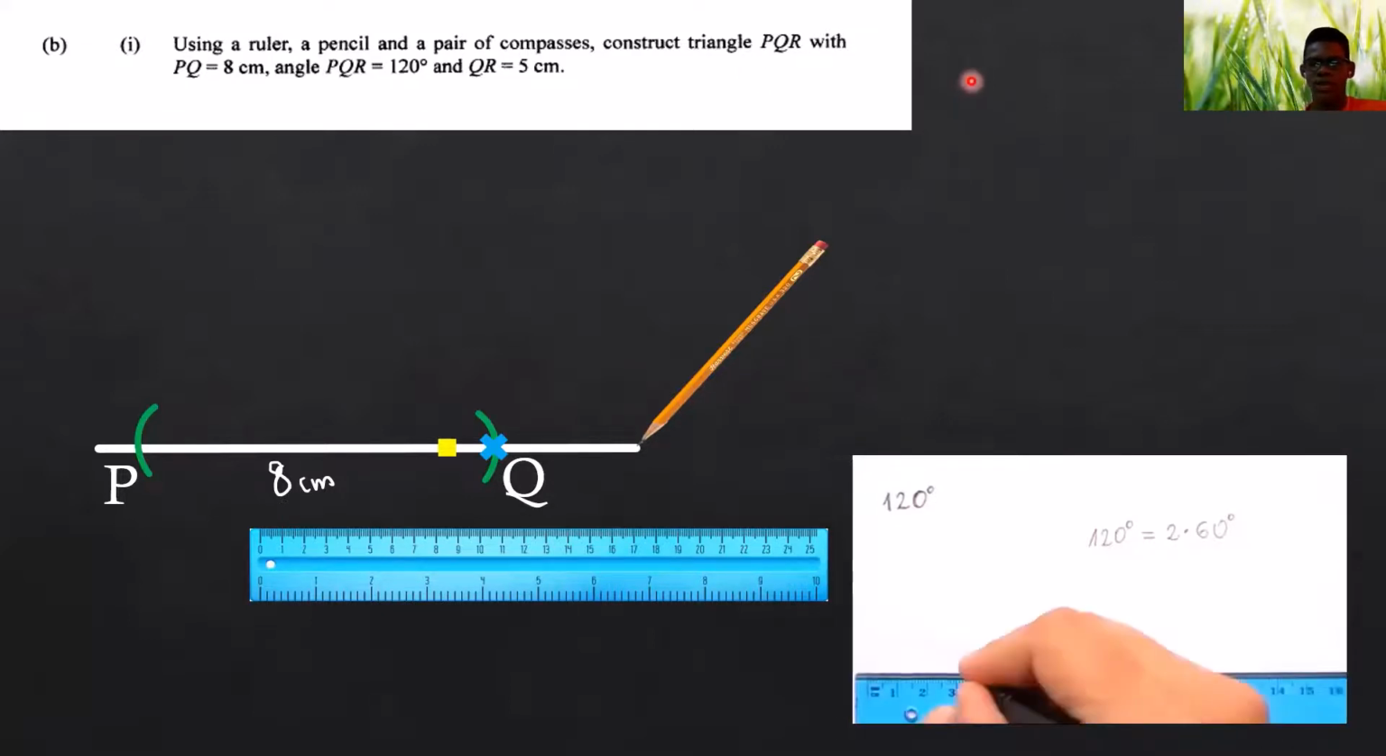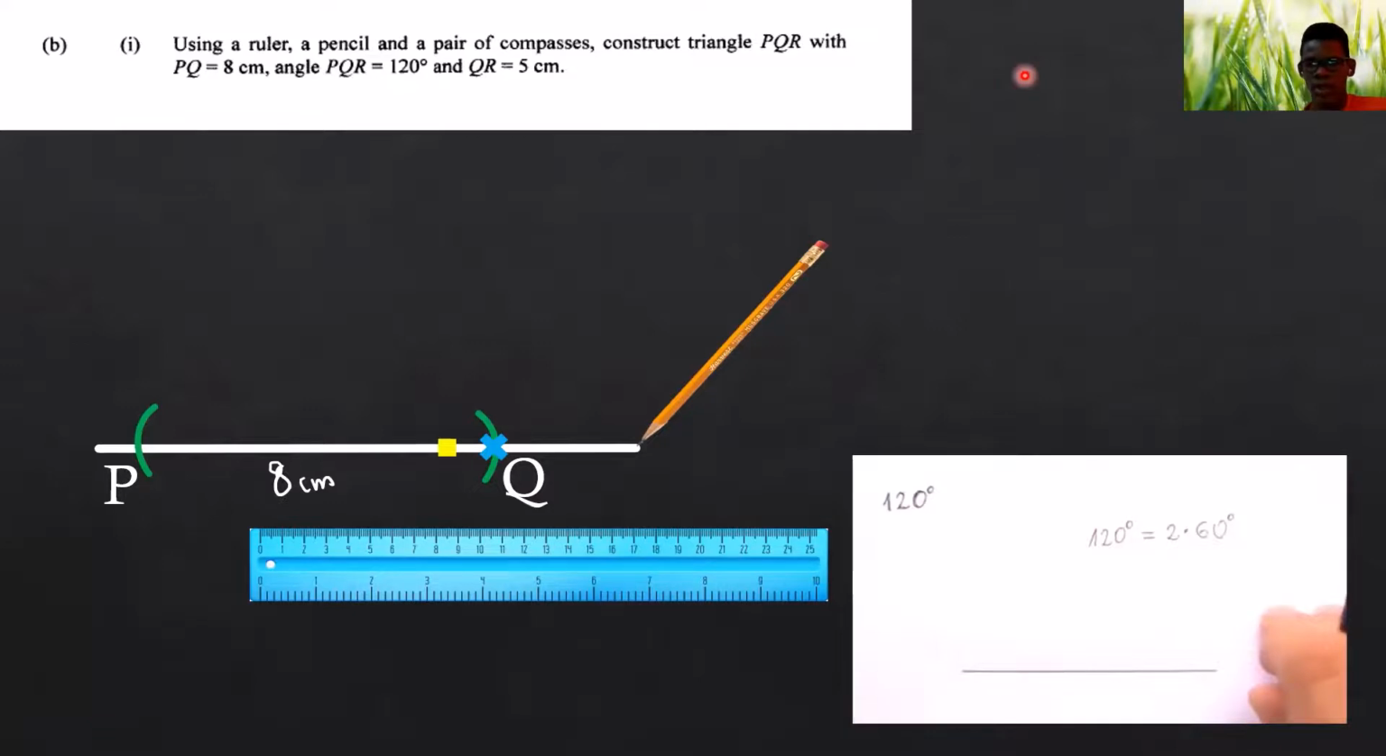Good. So he has his line. We already have our line, and his point is on the left. Right, his point is on the left, but we have to imagine it on the right.